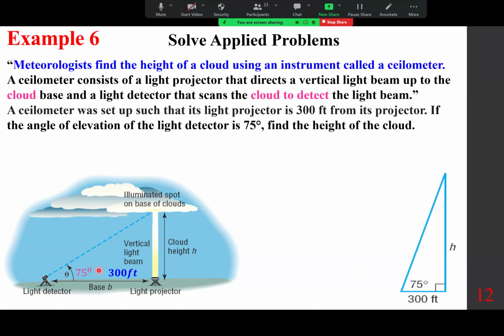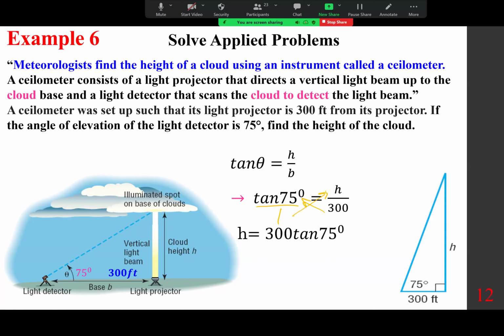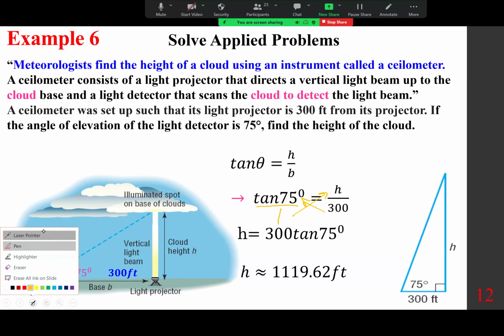Tan of theta is h over b. H is missing, but tan of theta is tan of 75 degrees, and b is 300 feet. So h becomes the product of these two, 300 times tan of 75 degrees. You use a calculator to find tan of 75 degrees. Multiplication by 300 gives you the height. Again, same unit in feet, 1,119.62 feet.